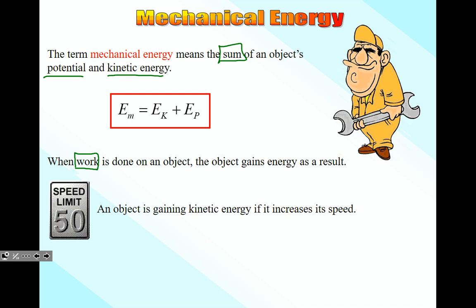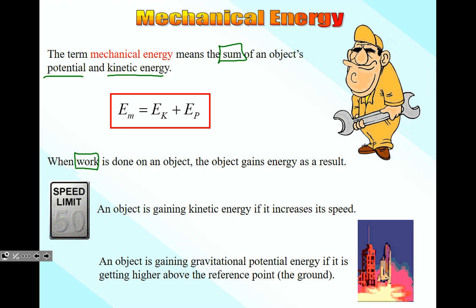An object is gaining kinetic energy if it increases its speed, which we know from the formula 1/2 mv squared. An object is gaining gravitational potential energy if it is getting higher above the reference point, which we know because of the formula EP equals mgh. Okay, that's it for theory. Let's go right into examples.